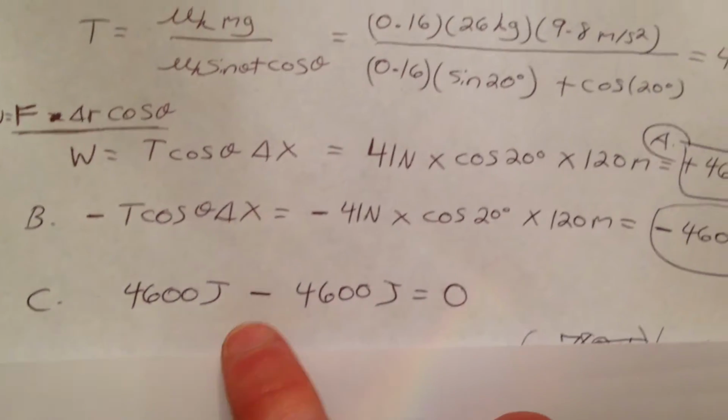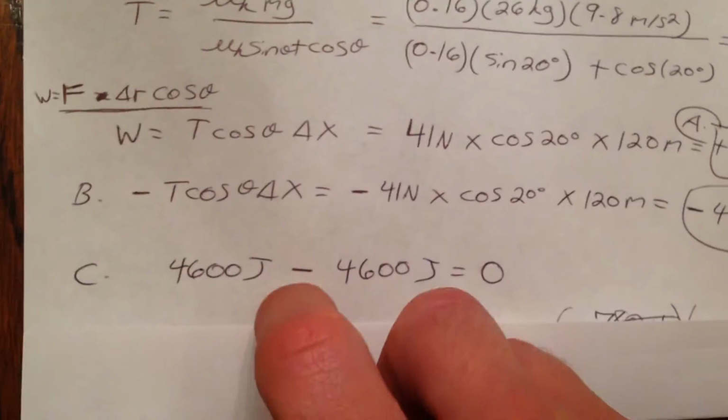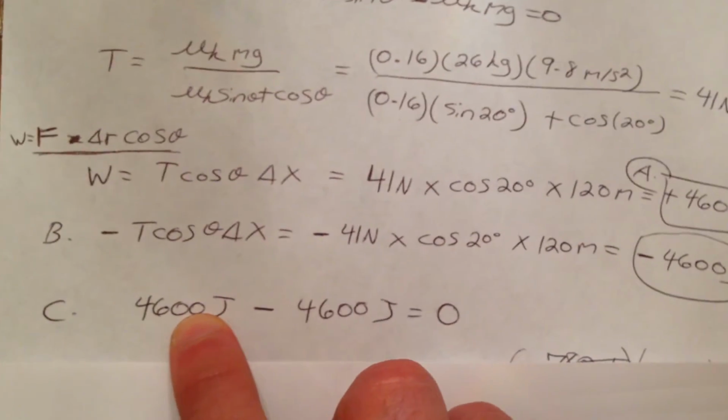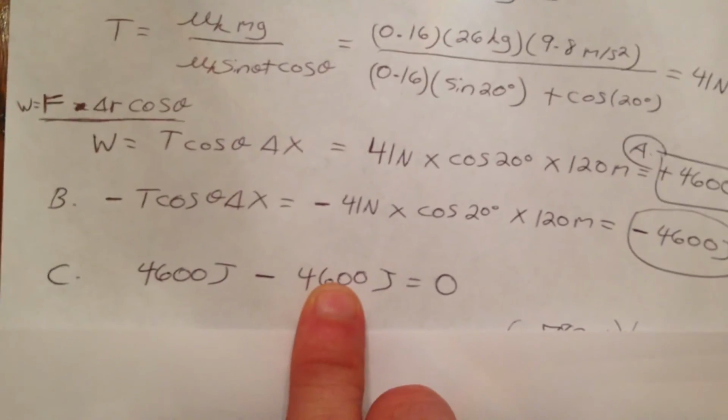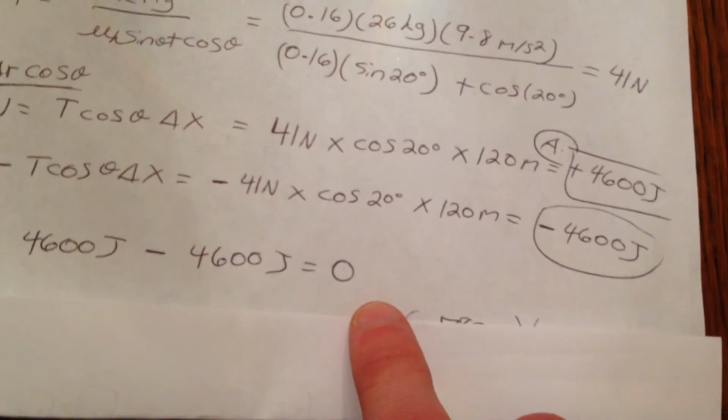Now part C, they just want to know what's the total work done. It would be this positive 4,600 added to a negative 4,600. And the total work done is 0 for part C.